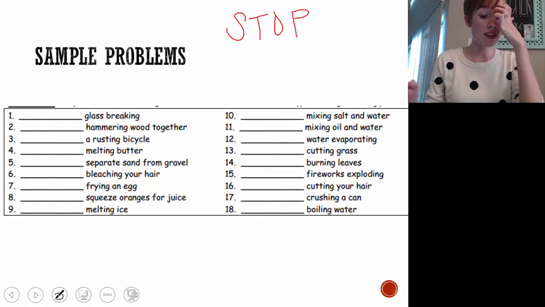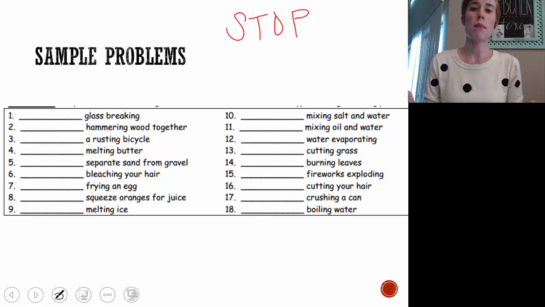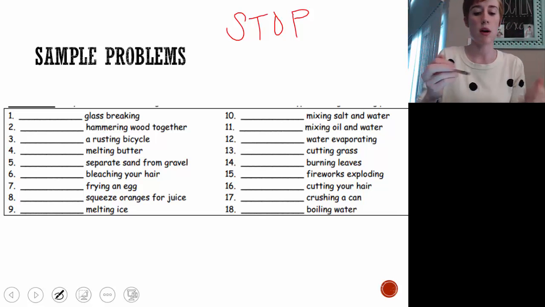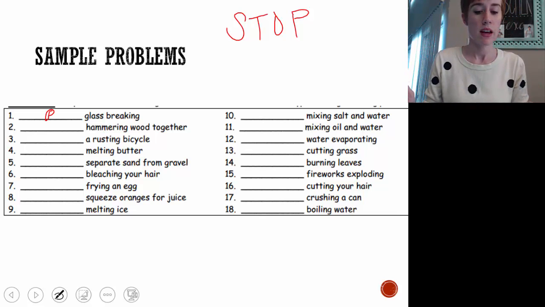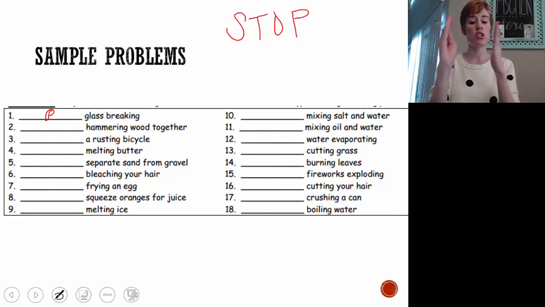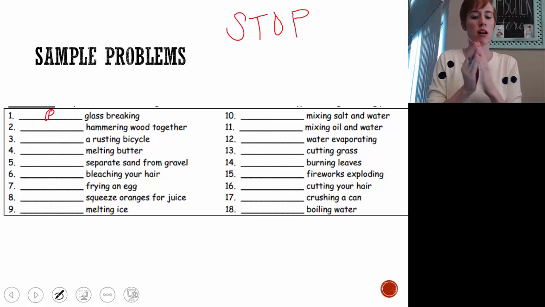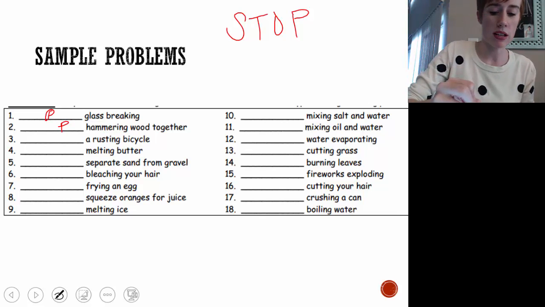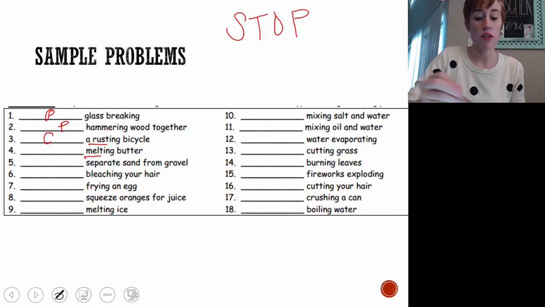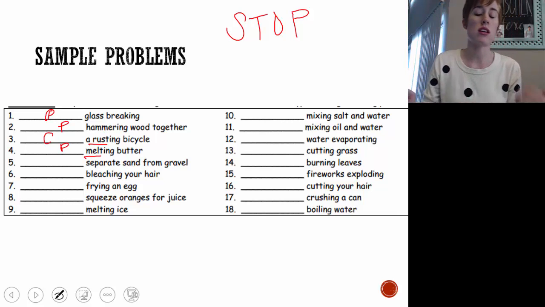So if we look at the very first one, it says glass is breaking. Remember, if we have a substance and we break it into smaller parts, it's still the same substance, so that's a physical change. Hammering wood together. If I take two substances and I put them next to each other, but they don't form anything new, that's a physical change. A rusting bicycle. Rusting is a key word for a chemical change. Melting butter. Melting is a key word for a physical change. That's just that our butter is now changing state from solid to liquid.